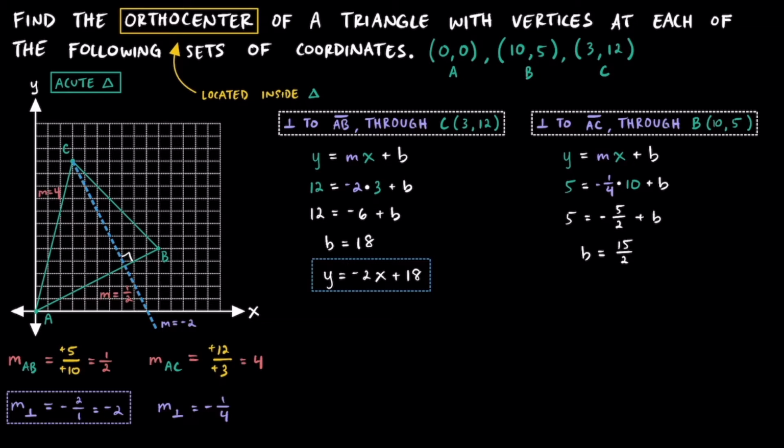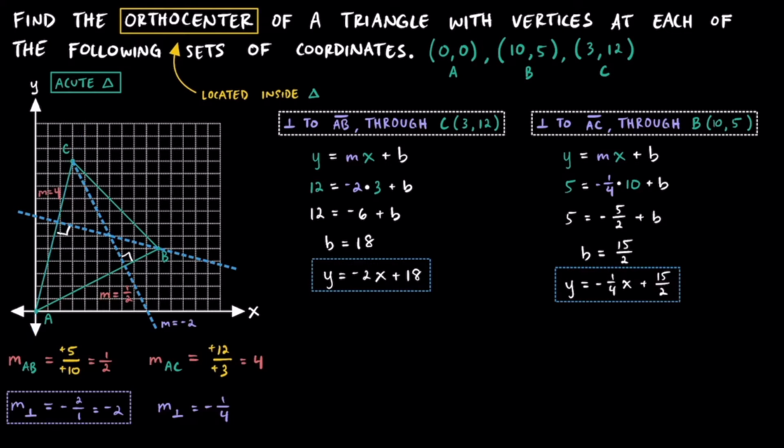The equation of the altitude that's perpendicular to AC and goes through point B at (10, 5) is going to be y is equal to -1/4 x plus 15/2. So again, here's where segment AC is. And this dashed line here is represented by the equation we just solved, y is equal to -1/4 x plus 15/2. Notice how it's perpendicular to segment AC, goes through point B, and has a slope of -1/4.